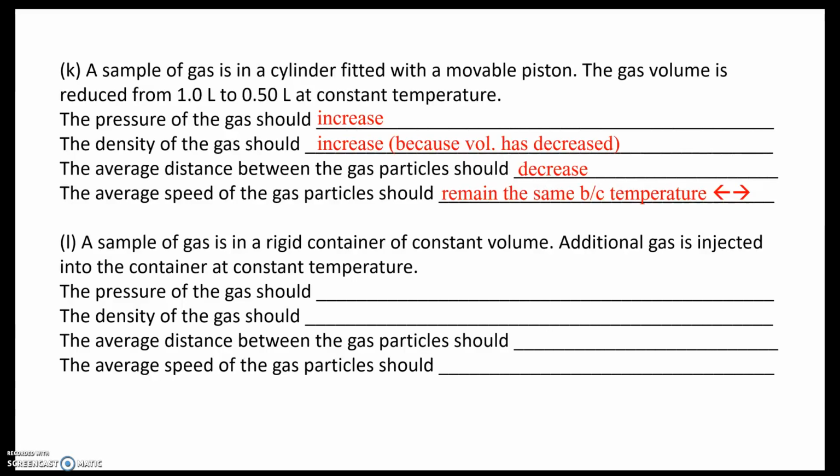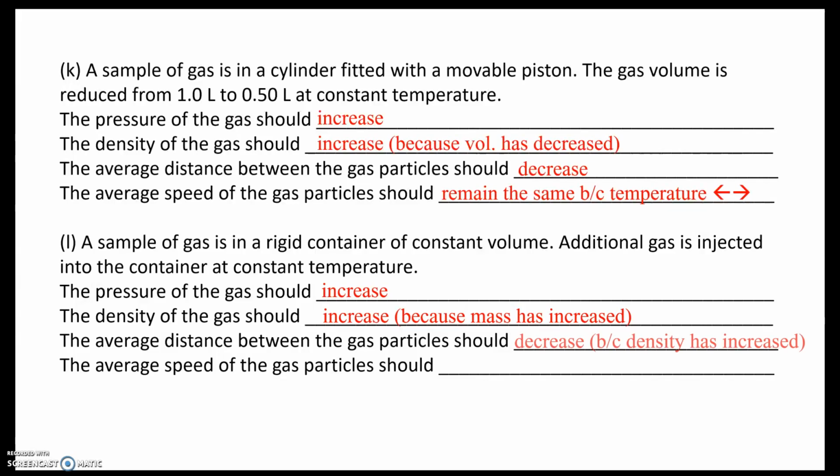A sample of gas is in a rigid container of constant volume. Additional gas is injected into the container at constant temperature. So we would expect that the pressure of the gas should go up because I'm increasing the number of molecules that are inside the container. The density of the gas should also go up because I've increased the mass, even though the volume remains the same.